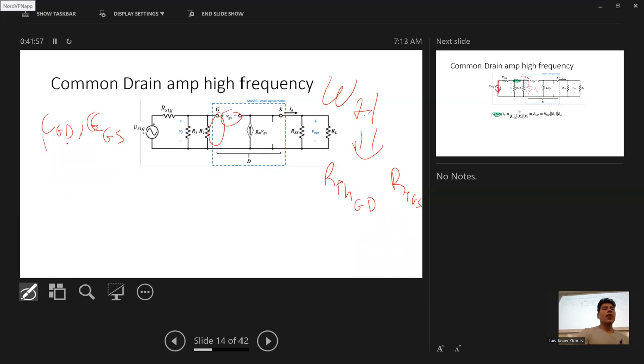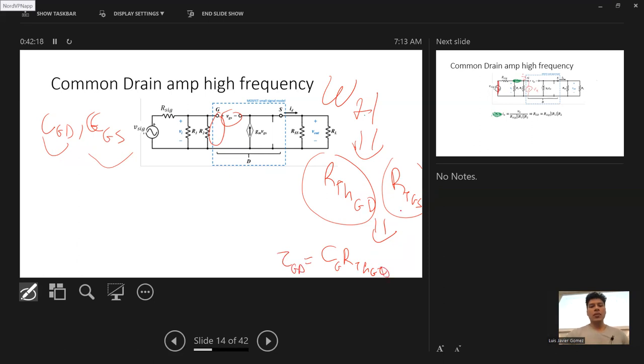So these are things that you already know. So you're never solving for these CGD or CGS. You just assume you know those. So really what you're trying to find is this R Thevenin, because then you multiply by C, and then you're going to get your tau GD, and then you multiply this one by C, and then you're going to get your tau GS, R GS.